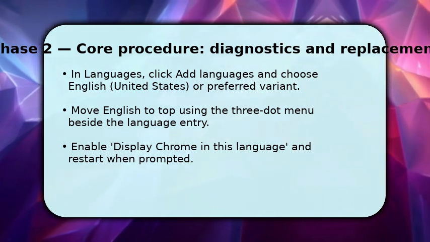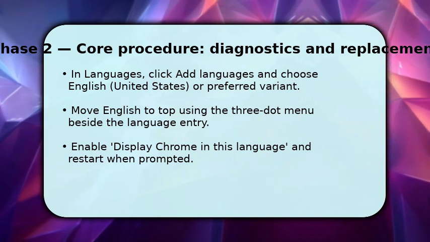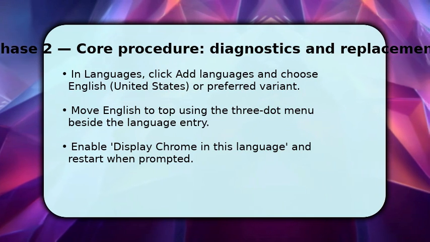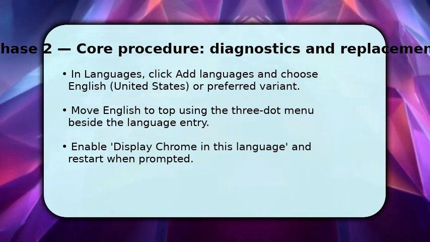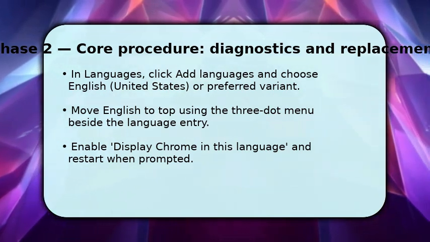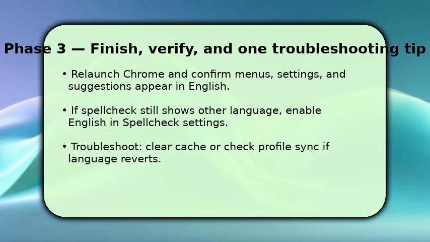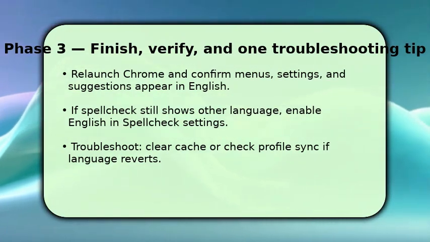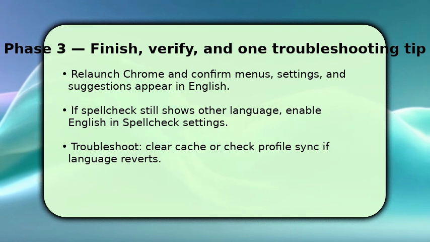Then enable the option that says Display Chrome in this language. That tells Chrome to change UI text. Finally, make sure to click Relaunch when prompted, because changes only take effect after restarting the browser. After relaunch, confirm the Chrome UI shows English. Menus, prompts, and built-in help should display in the chosen variant.